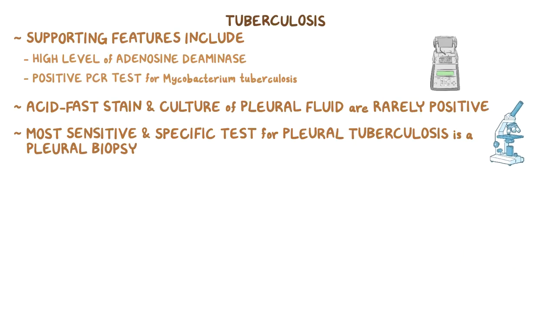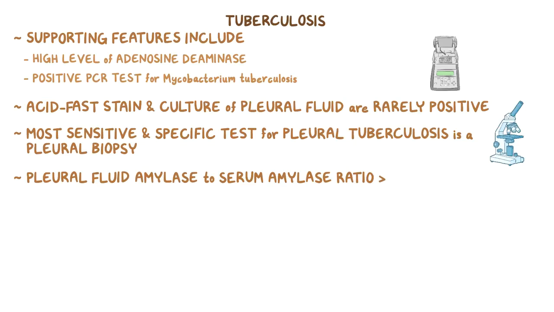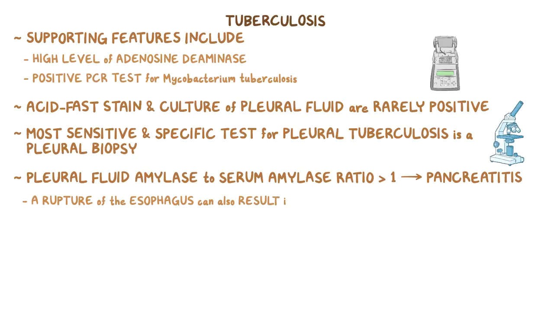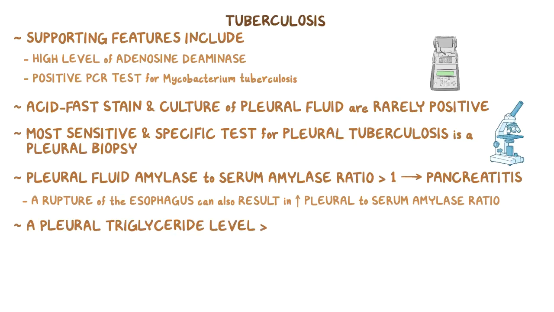A pleural fluid amylase to serum amylase ratio more than 1 may indicate pancreatitis. However, because amylase can also come from the salivary glands, a rupture of the esophagus can also result in an elevated pleural to serum amylase ratio. Finally, a pleural triglyceride level more than 110 milligrams per deciliter indicates a chylothorax.